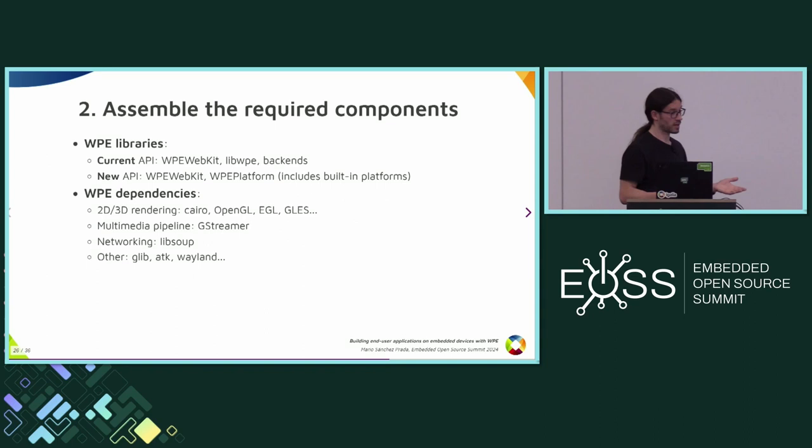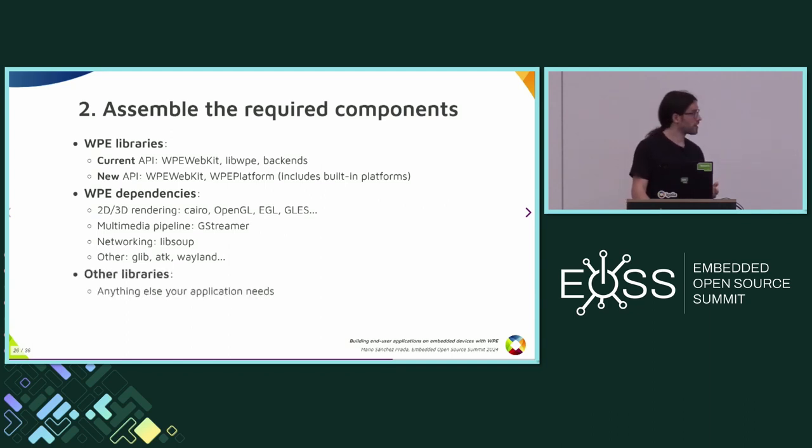Obviously you need to provide a rootfs image that has all the dependencies for 2D rendering, for multimedia, for networking, for all the usual stuff. It's very important to have support for OpenGL and EGL as well. And then, obviously, any other library that you might need for your purposes. At the same time, you also need to have a launcher application. You can use Cog, which, by the way, is using the old API, or you can just roll out your own application.